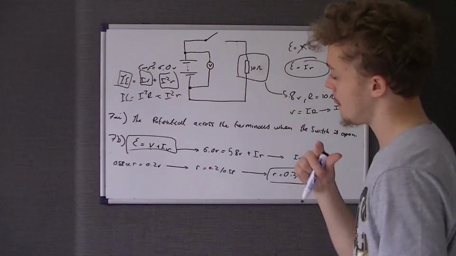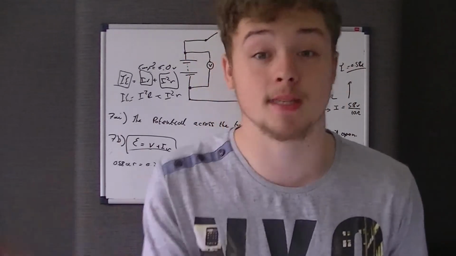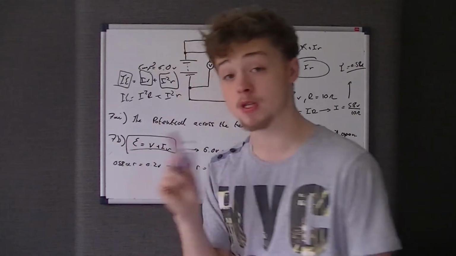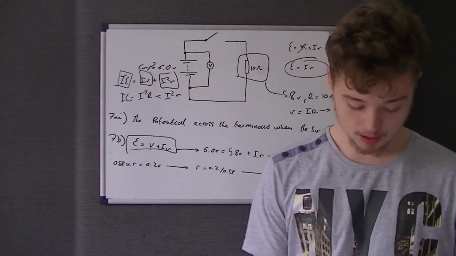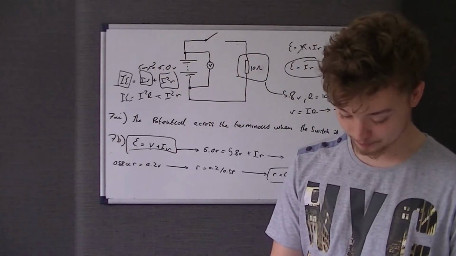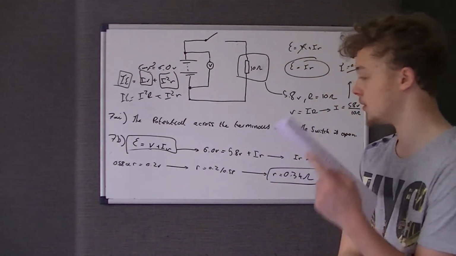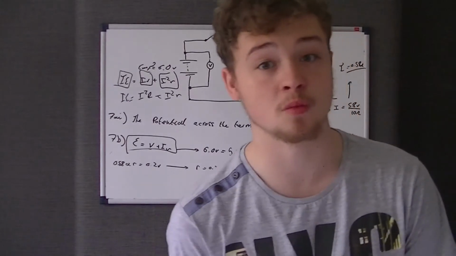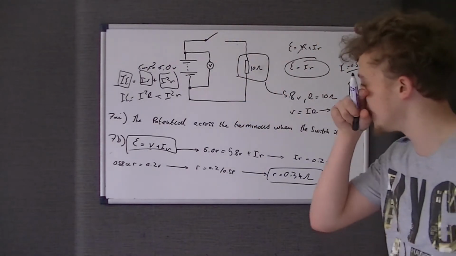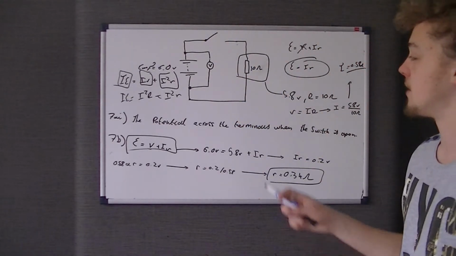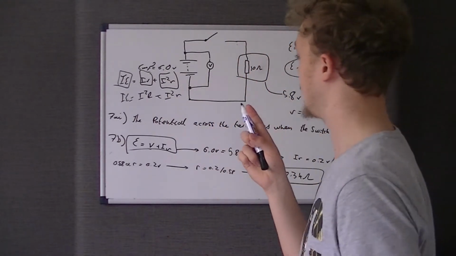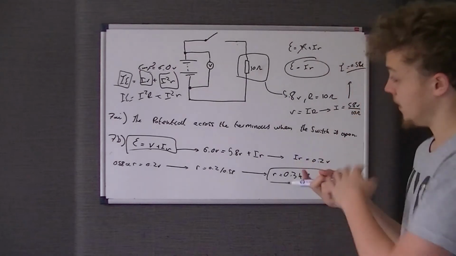So because the EMF of the battery stays the same, and the current obviously stays the same as well, if we have a higher internal resistance, oh sorry, the current doesn't stay the same. Is it? Yeah, the current will stay the same. It's just the potential difference that will change. Anyway.